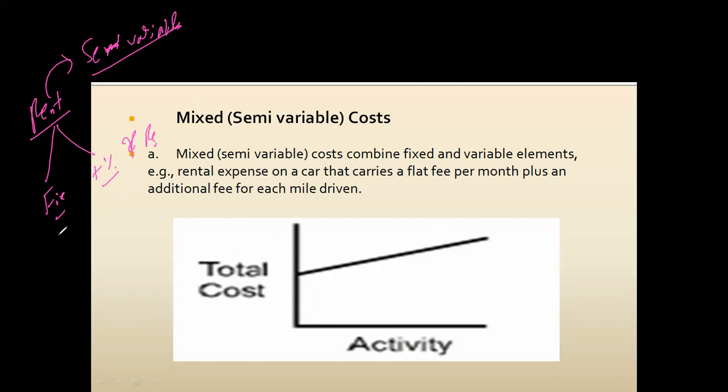Certain rent-a-car companies also have the same rent formula, like fixed rent plus some amount per kilometer. So in that case, the car rent becomes semi-variable cost. We can see in the graph as well here we have activity. This is fixed and after that one variable.